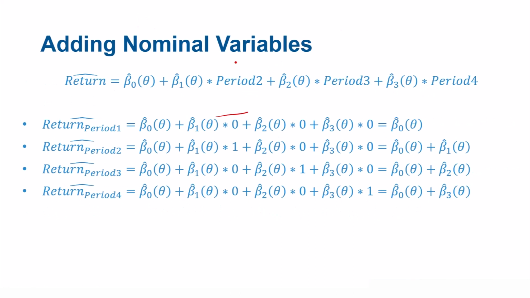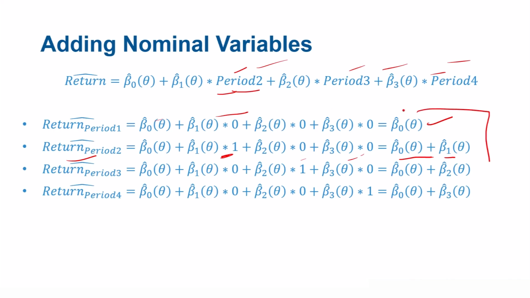To simplify things, for example, when all the dummy values are 0, you get the regression as beta naught. This is your reference category, period 1. Similarly, when the period 2 dummy takes a value of 1 and the others are 0, the resulting value beta naught plus beta 1 is the return for period 2, and so on. And this is quantile specific now.